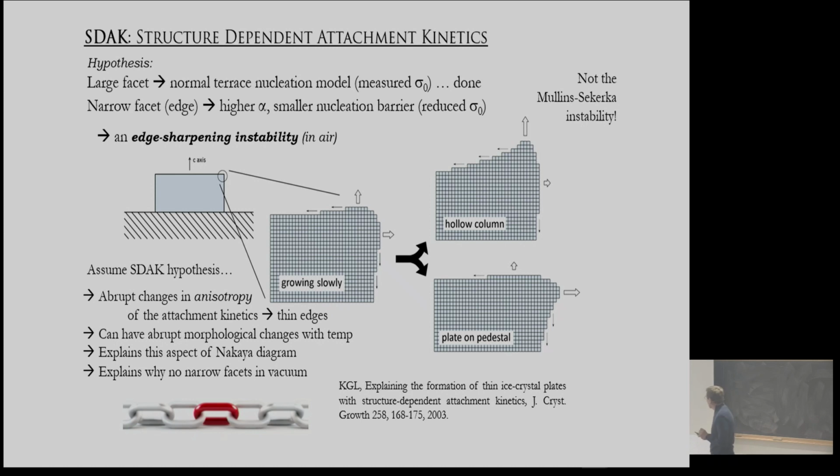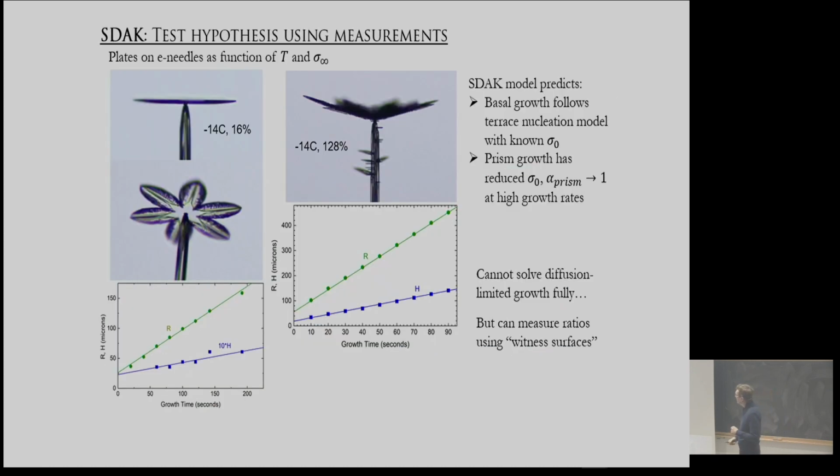And so I really am thinking this is the missing link, that narrow facets are just different than broad facets, and that produces this instability, and that's a big part of the deal. Okay, and so I like it. It really works. You can make some measurements and try to test this hypothesis as best one can. We grow needles, plates on needles, and it makes certain predictions as to what will happen.